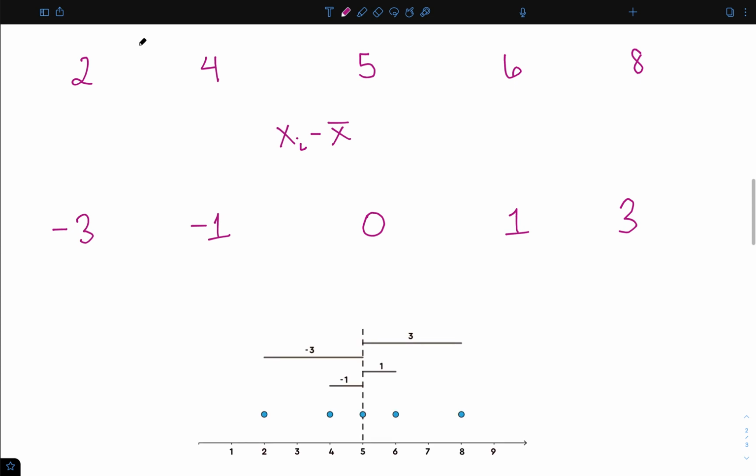At the bottom here, we have a dot plot of this data set. The mean is marked by this vertical dotted line. And the horizontal lines represent these deviations we just found. And if we try to average these deviations, we can see that their average is 0. So the average of the deviations here is 0.